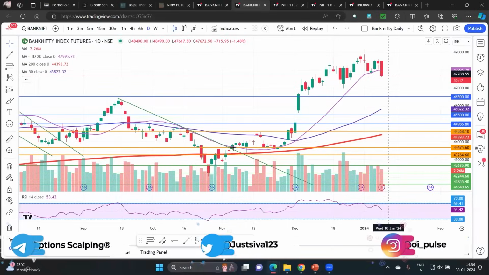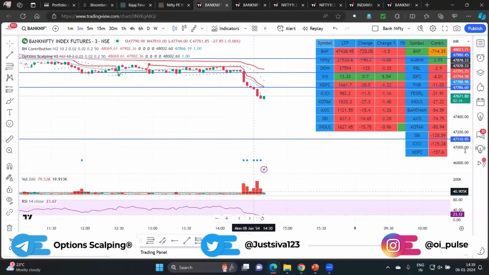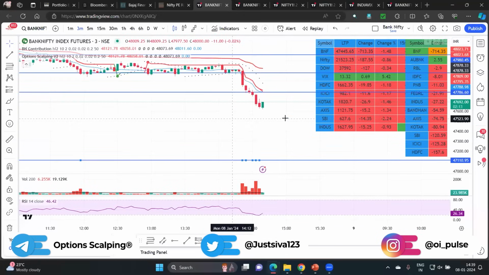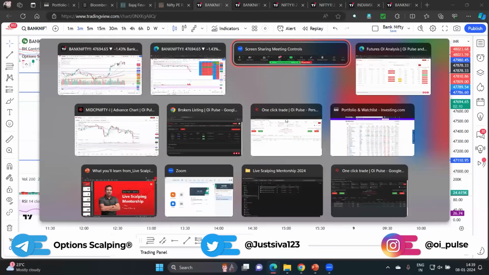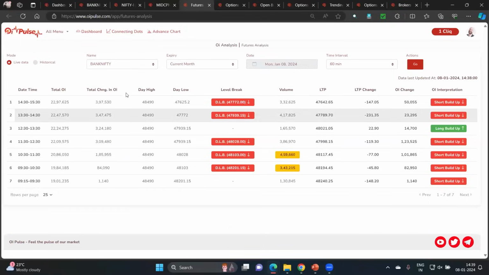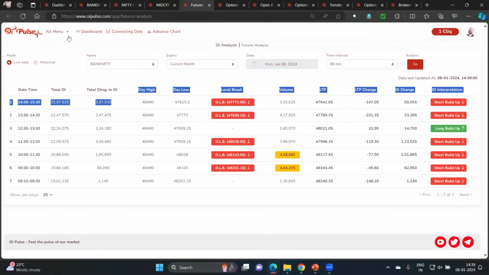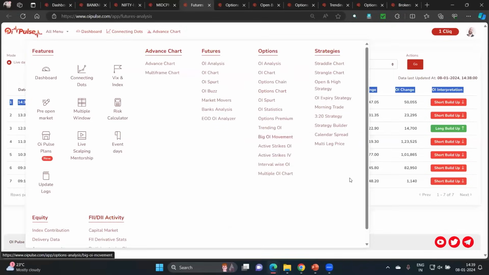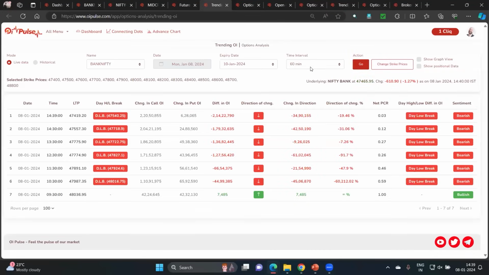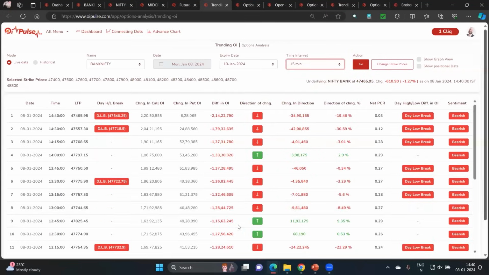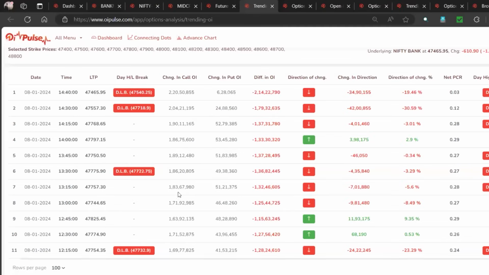Intraday trend in the morning itself, we were discussing the trend has started to become weak with the way the OI data was suggesting. When I say the OI data, we are not only looking at the futures OI, we also look at the trending OI data. So if you look at the trending OI data, it was clearly suggesting that weakness. How do we know that? You can clearly see on a 15-minute time frame the way the OI data is getting reduced.